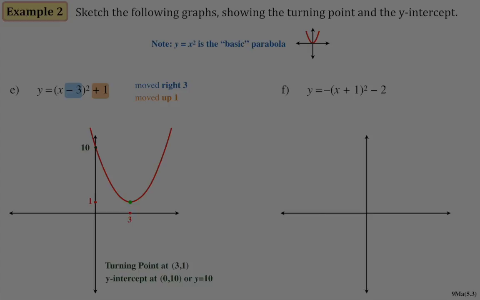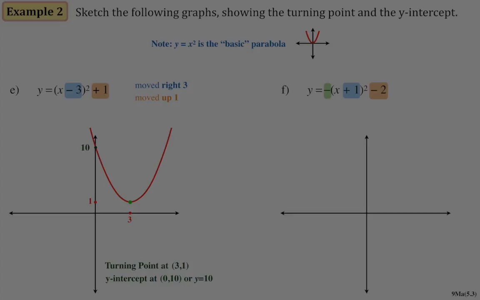What's happening with graph F? Let's see if you can picture what it might be. Have a go at it first. I'll just pause for a little bit for you to have a go. Okay, let's see what you got.